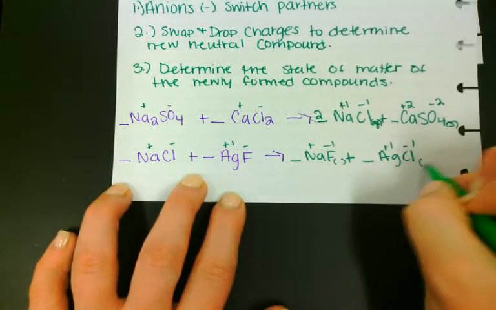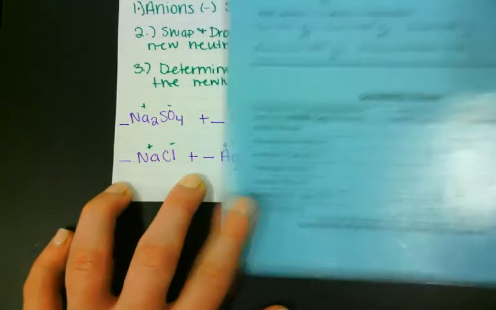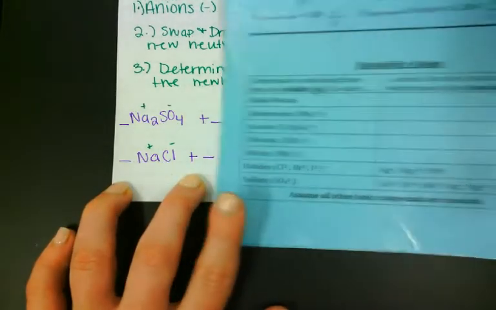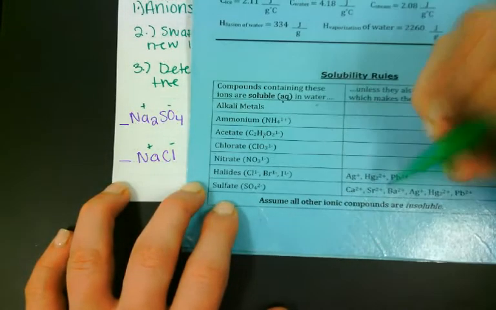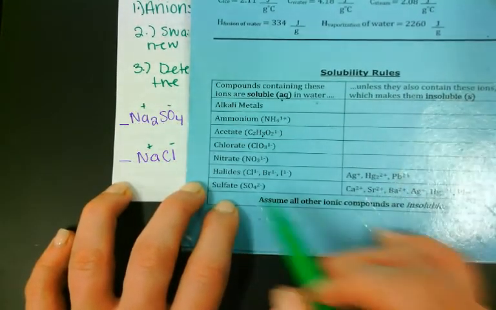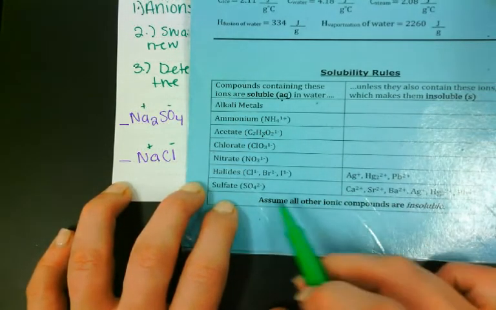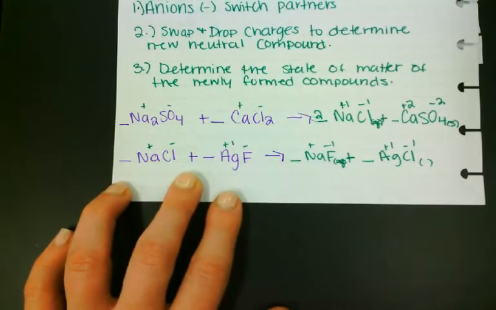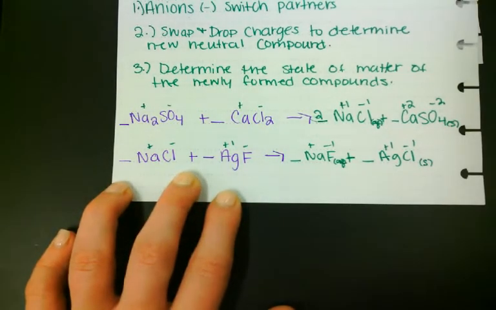The state of matter for sodium fluorine is aqueous because sodium is an alkali metal. The state of matter for silver chloride would be insoluble, because even though silver is here, it only applies if it's bound with sulfate. So we can't use this rule. We have to go to the disclaimer. The disclaimer says that all other ionic compounds are insoluble. So now we know that silver chloride is insoluble. So we put an S.